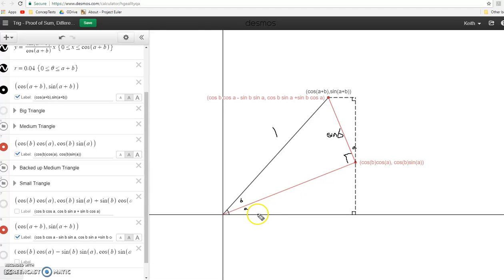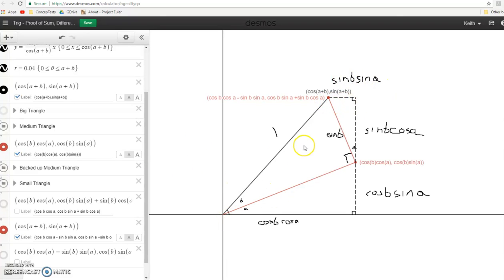So this was cosine B cosine A. This height was cosine B. Right, this base was cosine B cosine A. We had two heights, cosine B sine A, sine B cosine A, and then this length right here was sine B sine A.